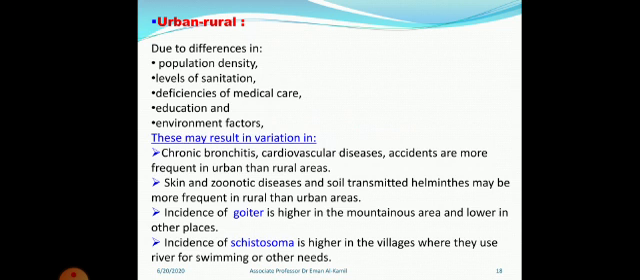For example, the occurrence of goiter. Goiter is higher in mountainous areas and lower in other places. It has been stated that individuals who are living in the mountainous area, because of the lack of consumption of seafood, will have a deficiency of iodide, which is essential for the formation of thyroxine. So individuals with low iodide will develop hypothyroidism, and this will result in goiter.